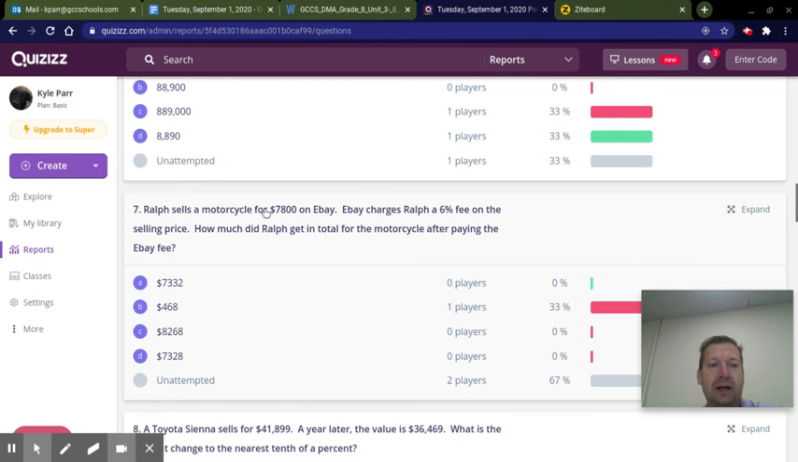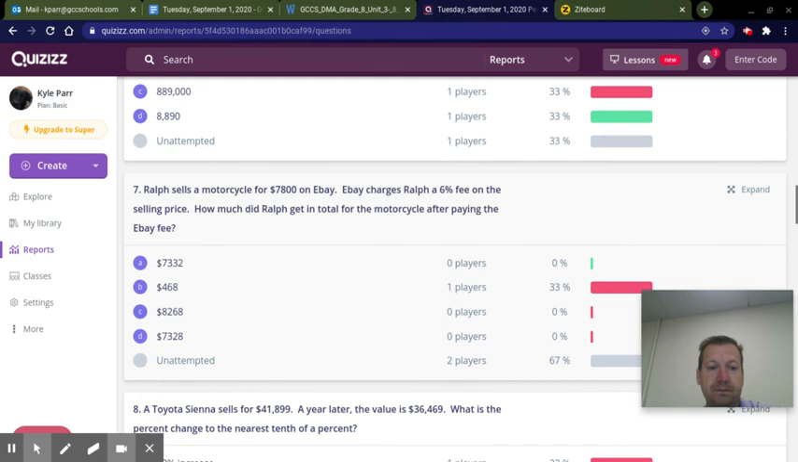Ralph sells a motorcycle for $7,800 on eBay. eBay charges Ralph a 6% fee on the selling price. How much did Ralph get in total for the motorcycle after paying the fee? So you need to find 6%, which would be multiplying by 0.06. And he's going to pay that. Since he's going to pay that, you've got to subtract it off of 7,800. So you're going to find 6%, subtract it from 7,800, and then you'll get your answer.